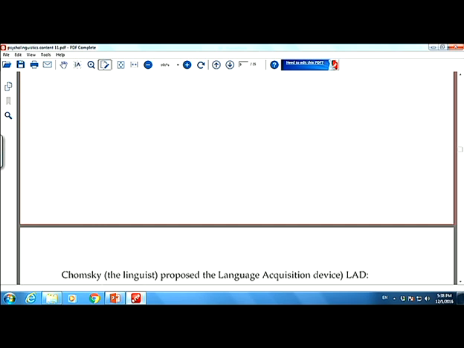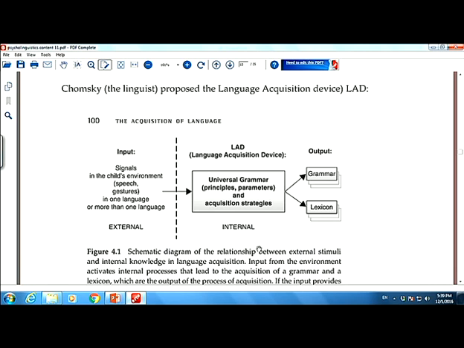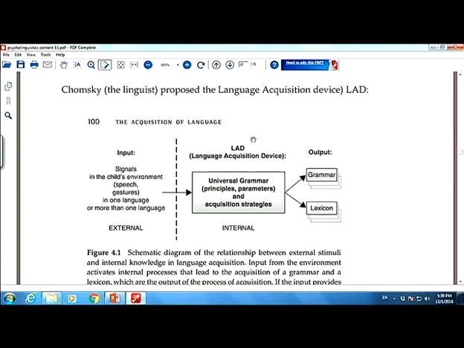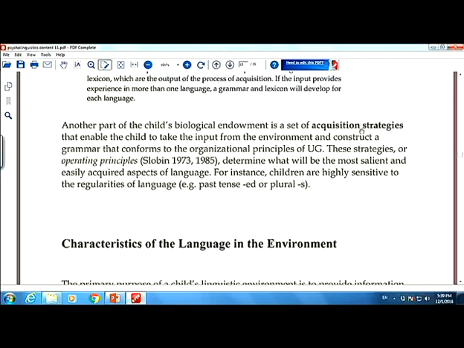Now, the language acquisition device. What do we mean by that? If you go back to the lecture, you will see it. We explained it, so you should know what is meant. What do we have in the language acquisition device? We have universal grammar and acquisition strategies. Okay, what are acquisition strategies? We should know them. We should study them.